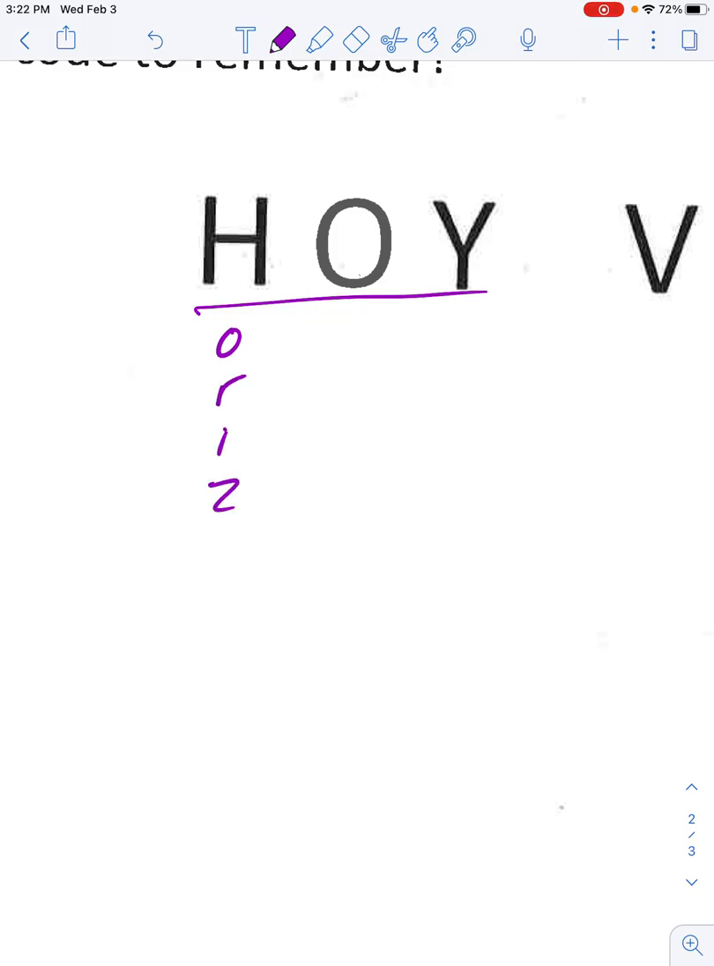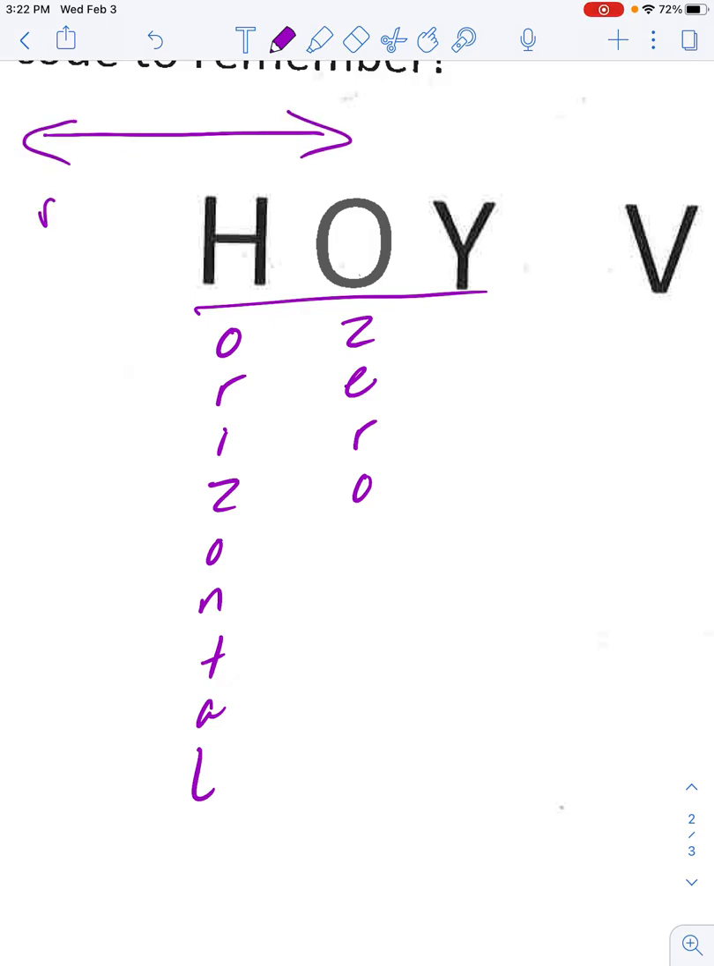The H stands for horizontal. The O stands for 0. If it is a horizontal line, guys, there is no slope. It is 0, right? And where would it cross the y-axis? Okay, it would have a y number, okay?